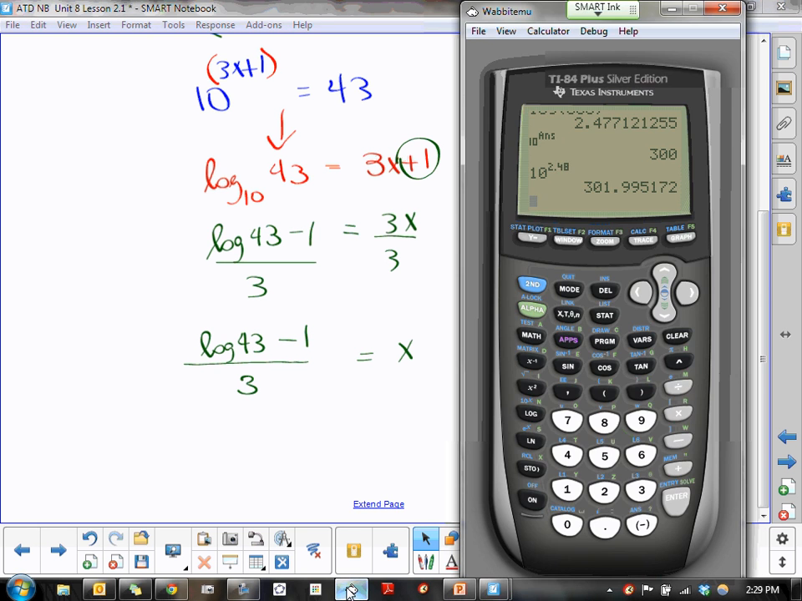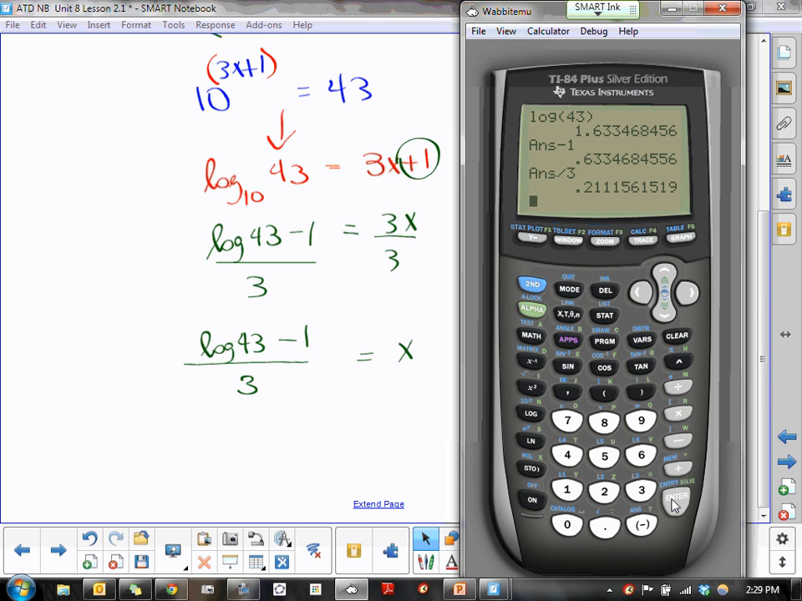Now you've got to be somewhat careful when you put this in your calculator. You might want to take it in small steps. The first thing we did is we said take the log of 43. Okay, there it is. What were we supposed to do with this answer? Minus 1. Then you subtract 1. After you subtracted 1, what were we supposed to do? Divide by 3.